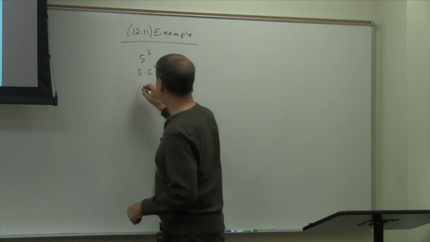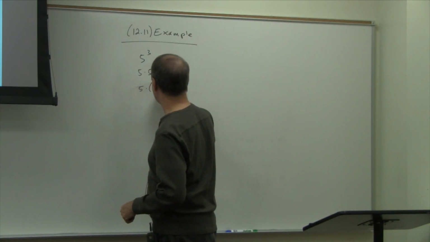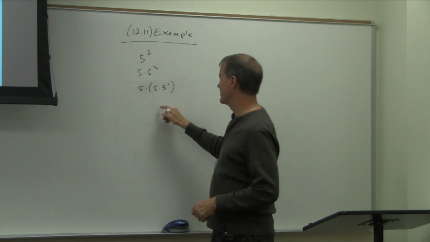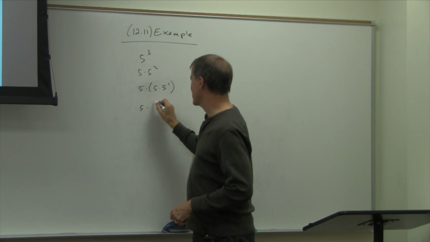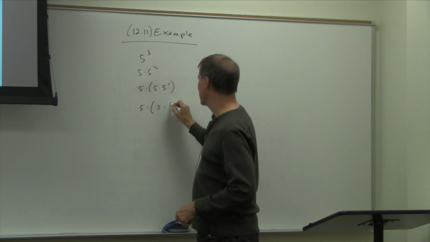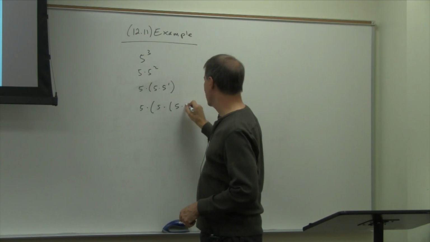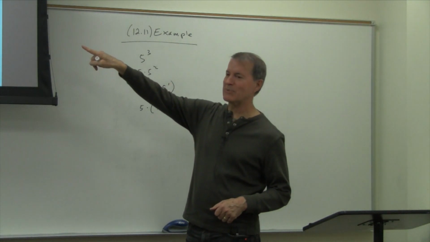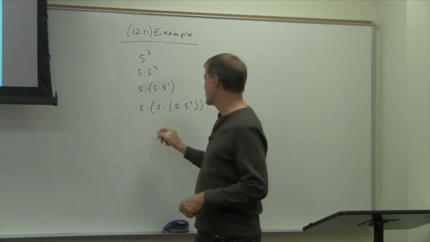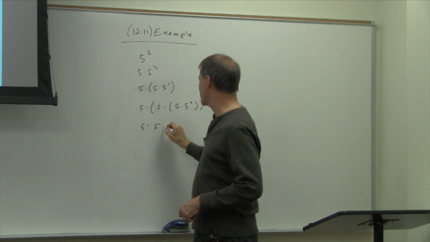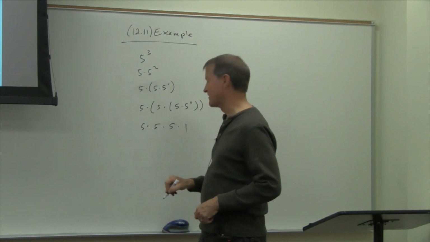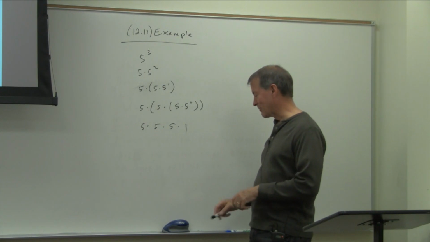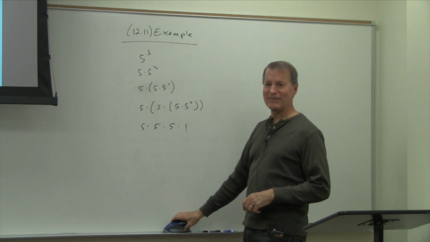What is 5 to the first? It's 5 times 5 to the 0. Right? But what is 5 to the 0? Now we're at the base case, which is 5 to the 0 is 1. So this is 5 times 5 times 5 times 1. That's stupid. No, it's not stupid. It's recursive. It's a definition.